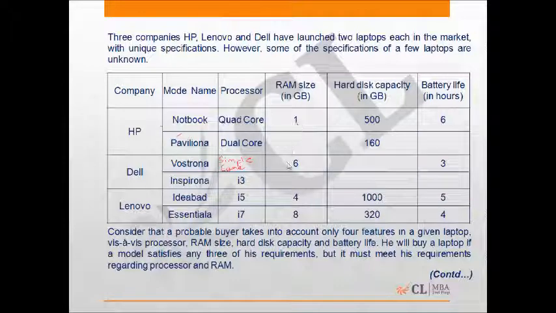Similarly, for RAM, 1, 6, 8 and 4 are given. The only two options left are 2 GB or 16 GB. For hard disk, it is 500 GB, 160 GB, 1000 GB and 320 GB. The options left are 40 GB or 80 GB. For battery life, 3, 4, 5 and 6 hours are given. The options left are 7 or 8 hours.